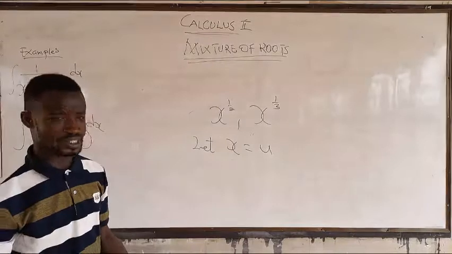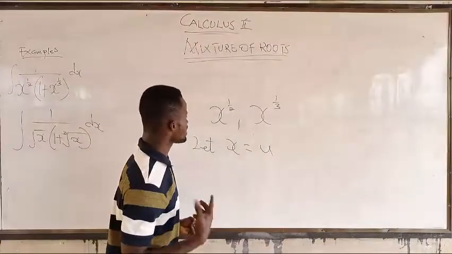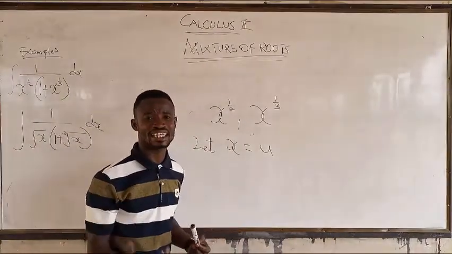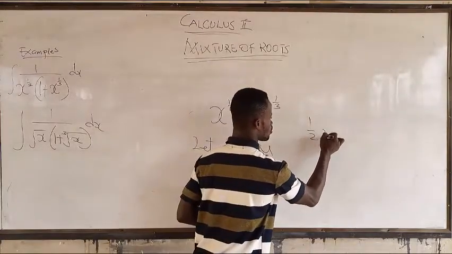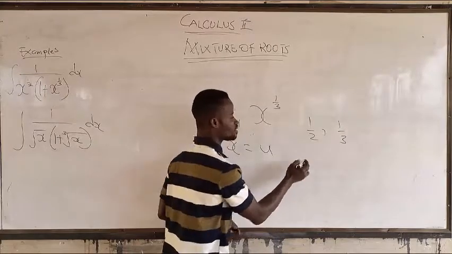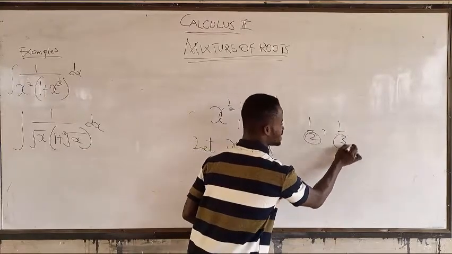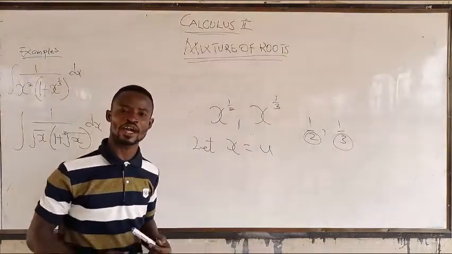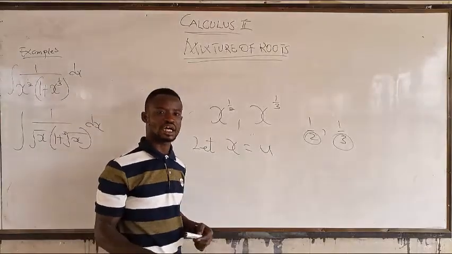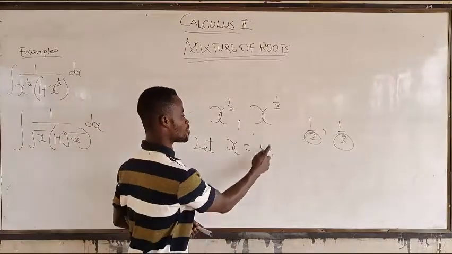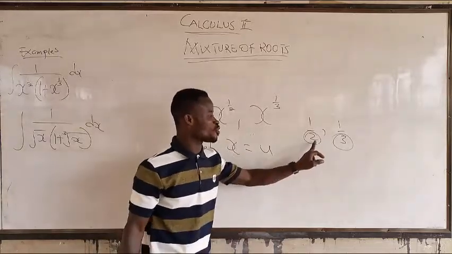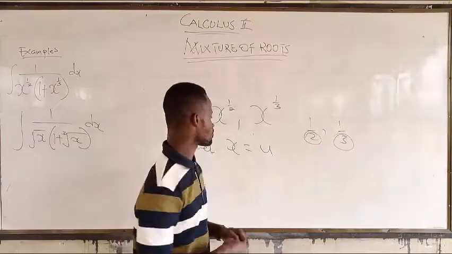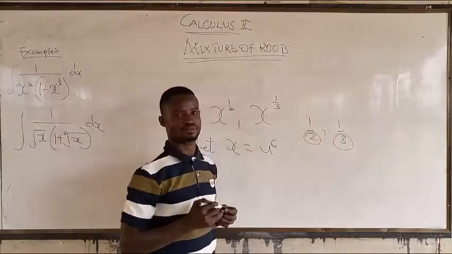But we can still do something, and that is by finding the LCM of 2 and 3. Whatever you get, you write it there. So what's the LCM of 2 and 3? That is 6. So we write the 6 here.